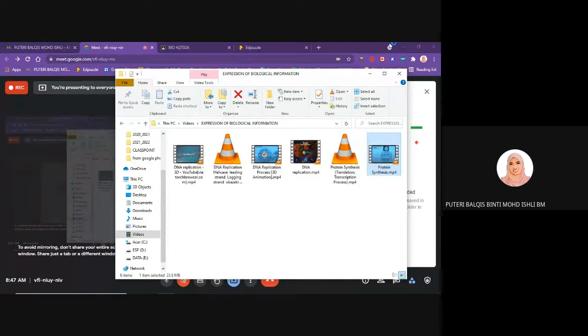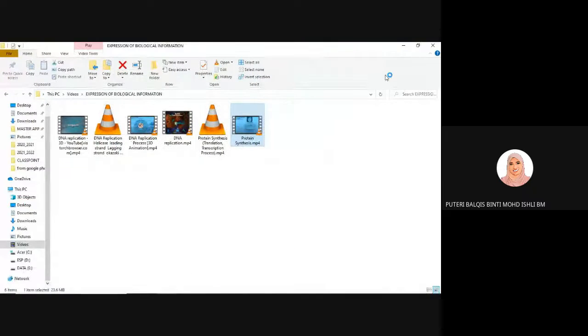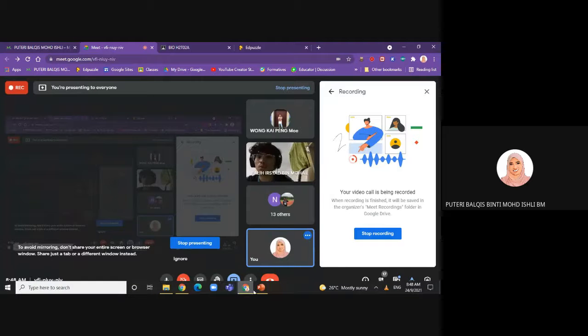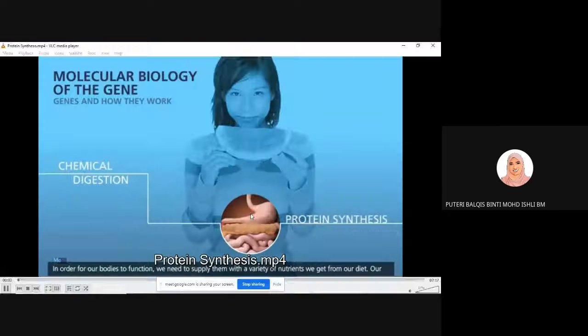Inilah. So this is process of protein synthesis. Dah keluar ke belum? Sebentar.